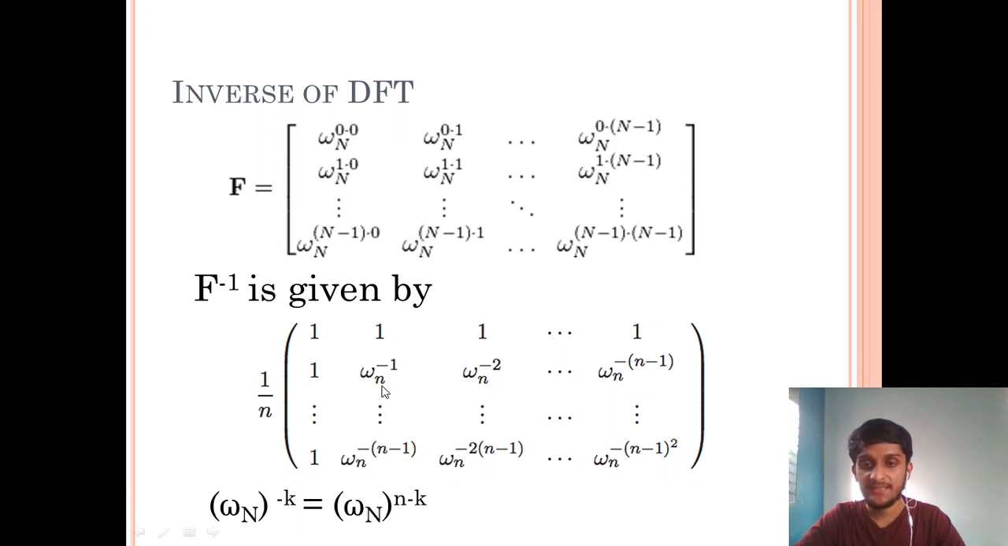Now the striking property is that omega to the power minus 1 can be written as omega to the power n minus 1, omega to the power minus 2 can be written as omega to the power n minus 2, and so on, and omega to the power minus n can be written as omega to the power 1. So these are still the roots of unity, right? We can still use the collapsing property of it to bifurcate into even and odd entries. So we can still use the fast Fourier transform algorithm for the computation of the inverse.